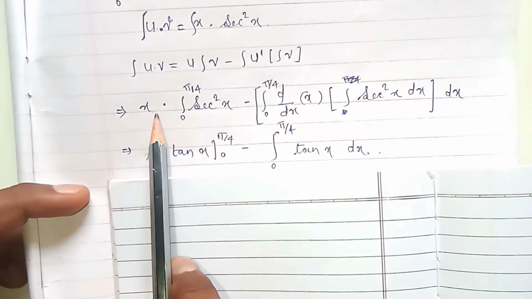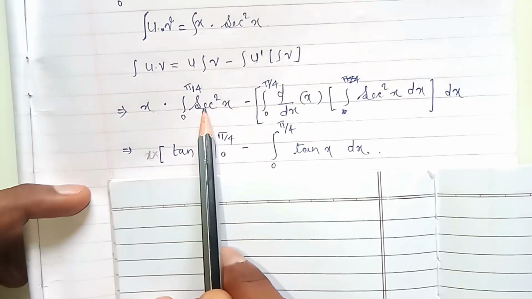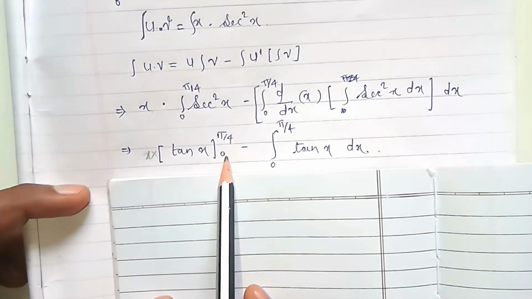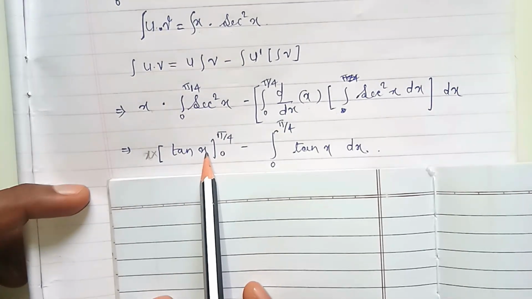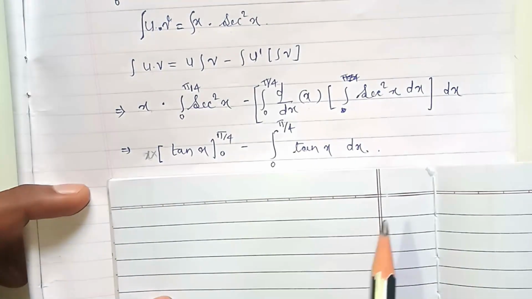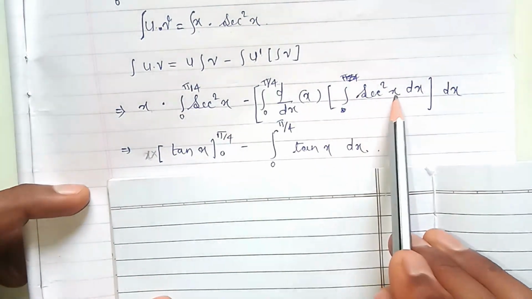So here x as it is, the integration of sec square x is tan x, or the differentiation of tan x is sec square x. It is tan x here, and we apply the limit pi by 4 to 0. So we have to substitute one time pi by 4, minus one time 0, minus the integration of d by dx of x, which is 1. So 1 multiplied by the remaining term itself, and the integration of sec square x dx.